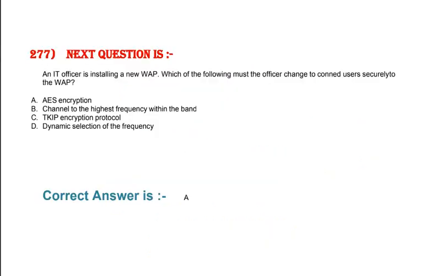Question is, an IT officer is installing a new WLAN. Which of the following must the officer change to connect users securely to the WLAN? Option A, AES encryption. Option B, channel to the highest frequency within the band. Option C, TKIP encryption protocol. Option D, dynamic selection of the frequency. Correct answer is option A.